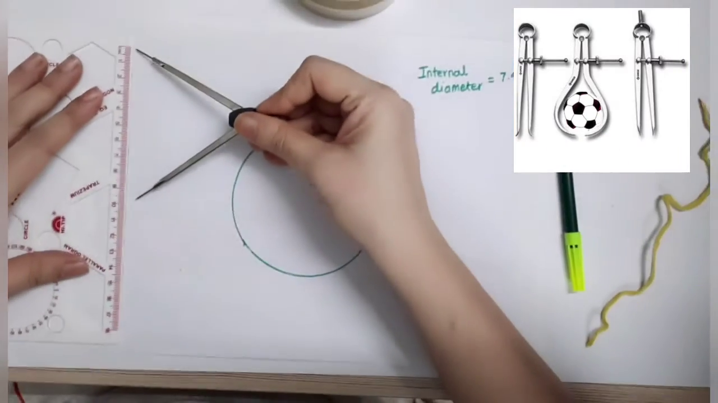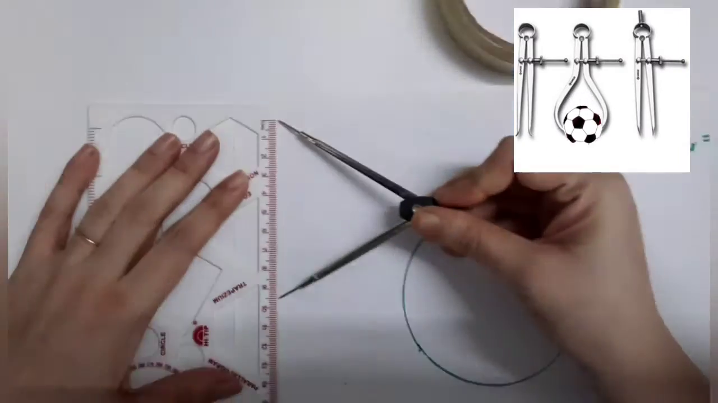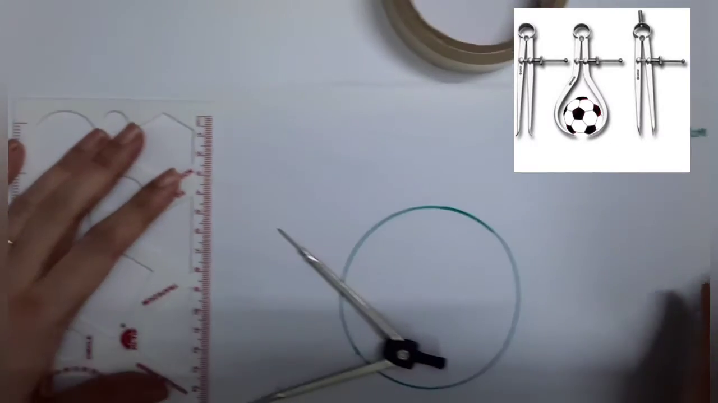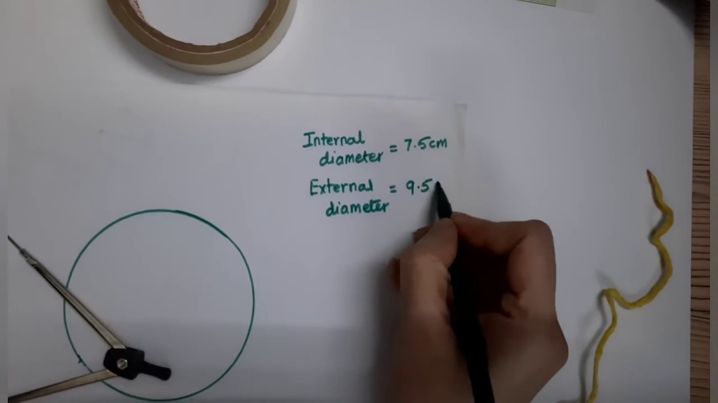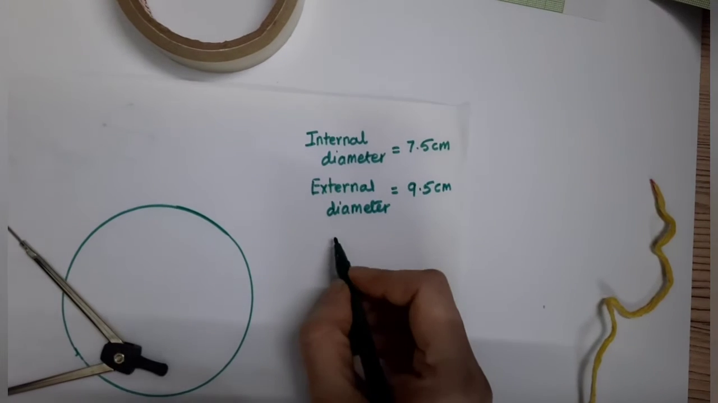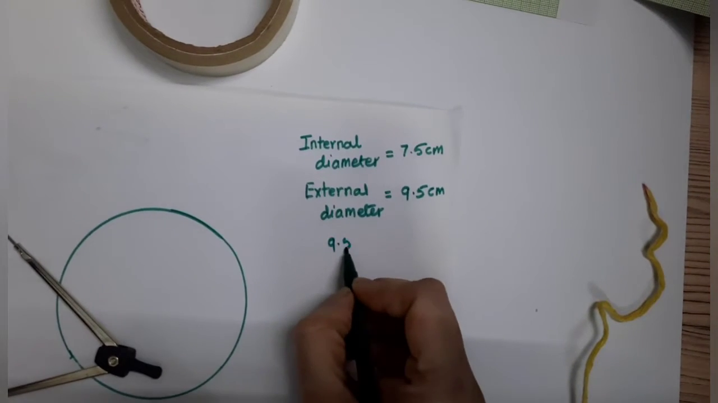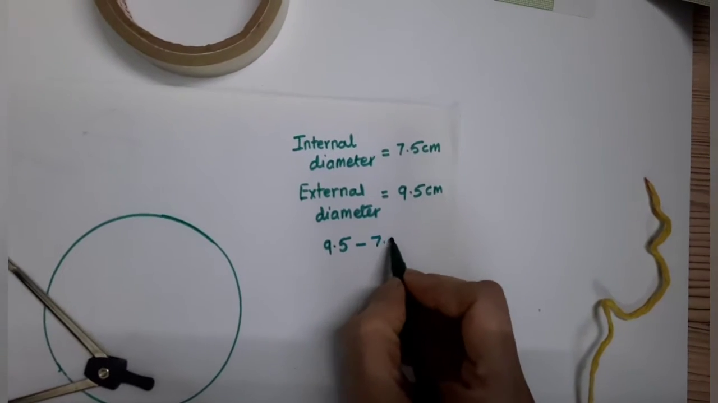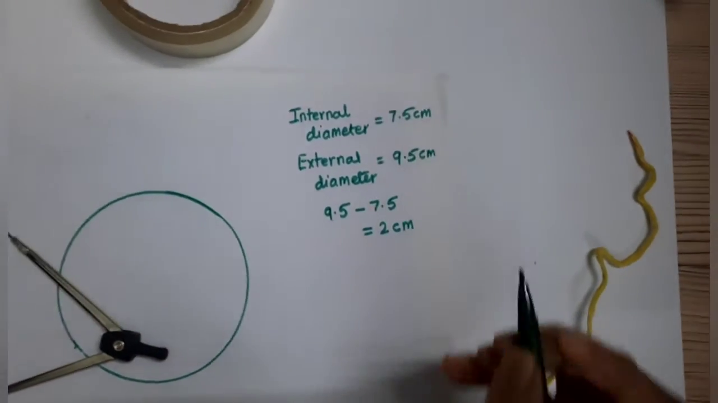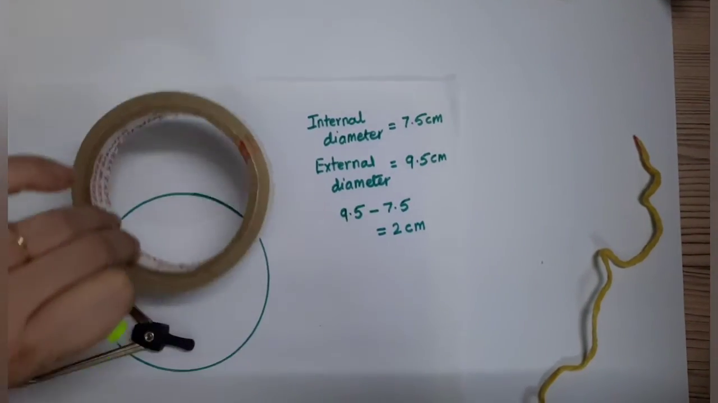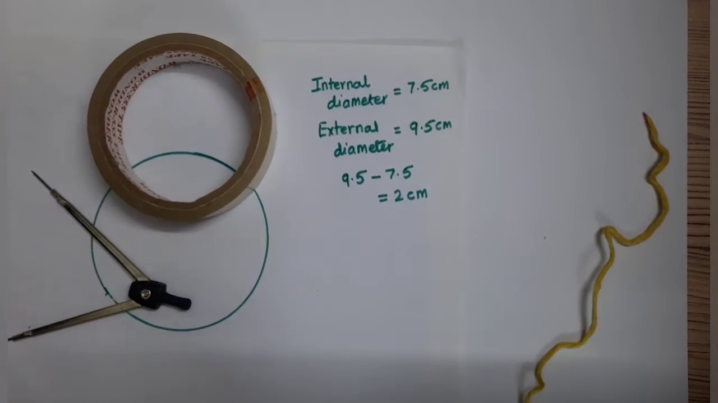I will measure it using my scale. It is 9.5. External diameter is 9.5 centimeter. So if I subtract the internal diameter from the external diameter, I will get the thickness of this substance or this object.